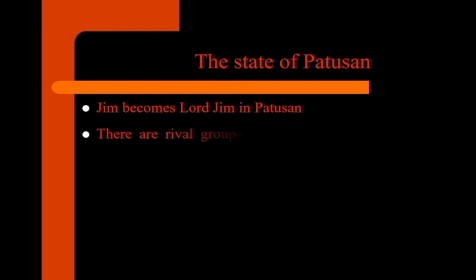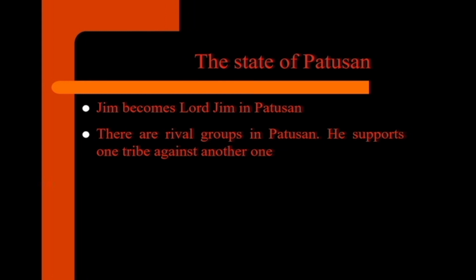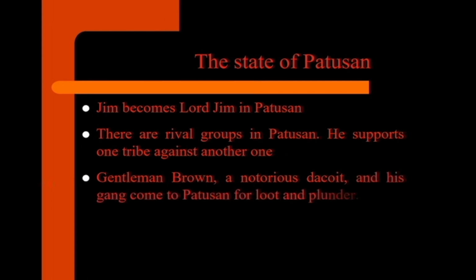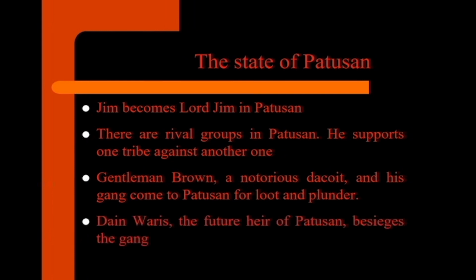However, there are rival groups in Patusan and they are fighting against each other. Jim supports one of the tribes against another one, and at the end of the novel, Gentleman Brown, who is a notorious dacoit, and his gang come to Patusan for loot and plunder. Dan Waris, who is the crown prince of the future of Patusan, besieges the gang of Gentleman Brown. However, Jim gives the gang a safe passage.